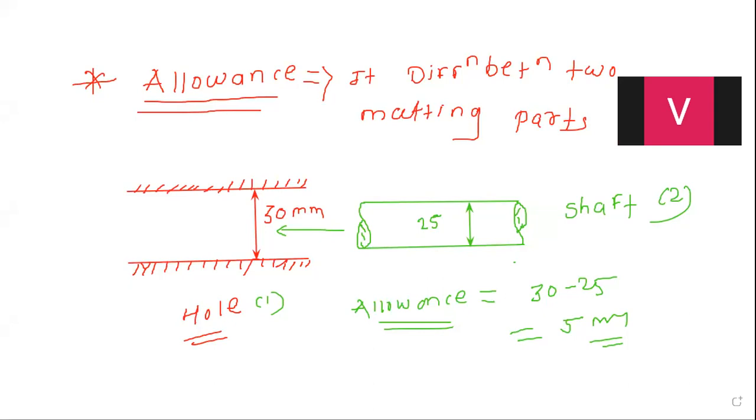So the last part is types of tolerance. We will take the last part here and then conclude the lecture. Types of tolerances.